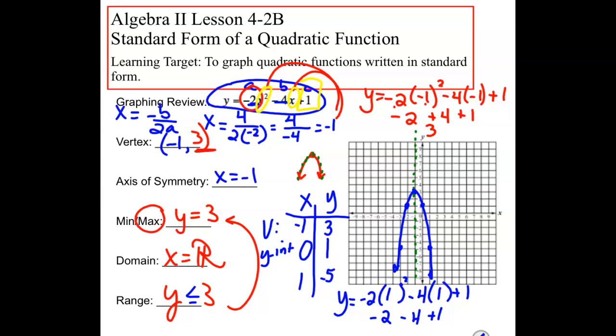And thinking about the transformations, our a value was negative 2, which means it's been reflected and had a vertical stretch, which is fitting what we have here. We have an upside down parabola, and it is skinnier than our normal ones.